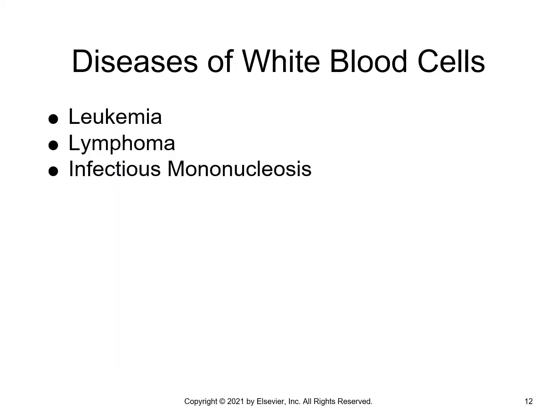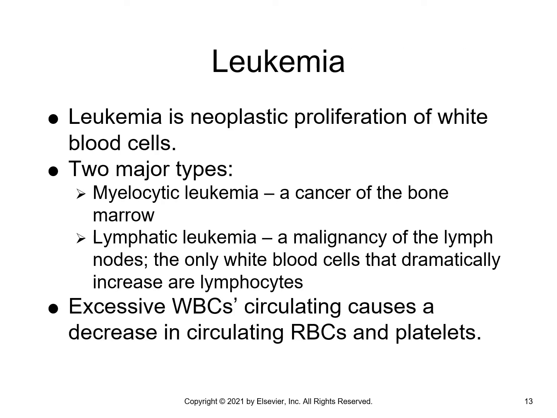That brings us to diseases of the white blood cells. So leukemia, this again is an emia, so it is a blood disease of the leuco, which would be the white blood cells. Lymphoma would be lymph cell tumors, and then infectious mononucleosis, which is more of a disease that affects the white blood count. So leukemia is a neoplastic proliferation of white blood cells, and there's two different major types.